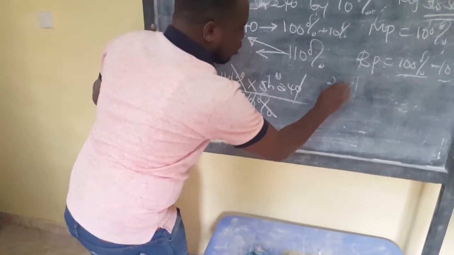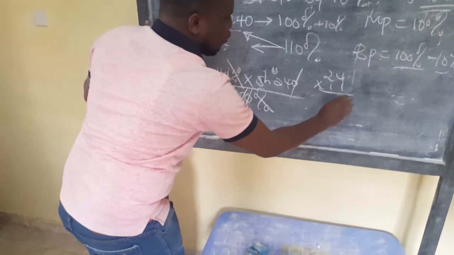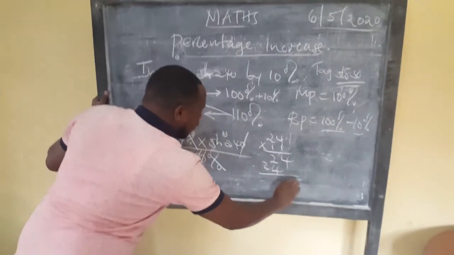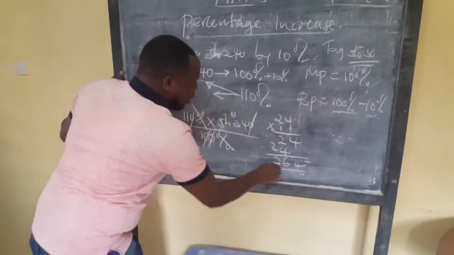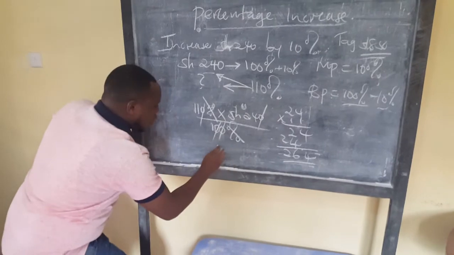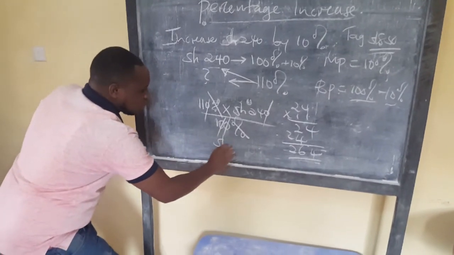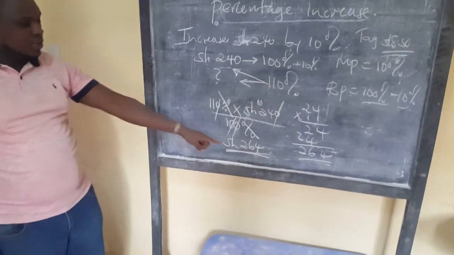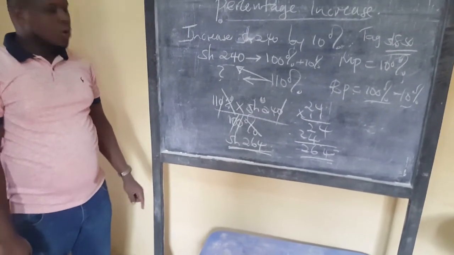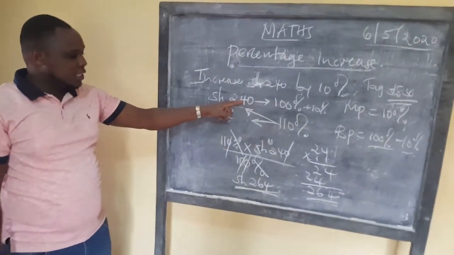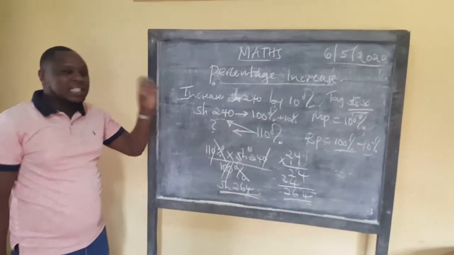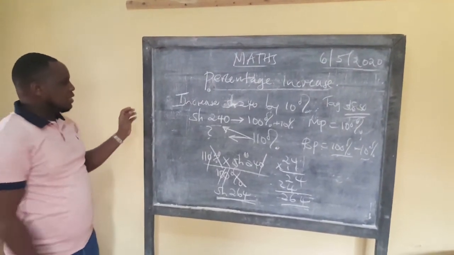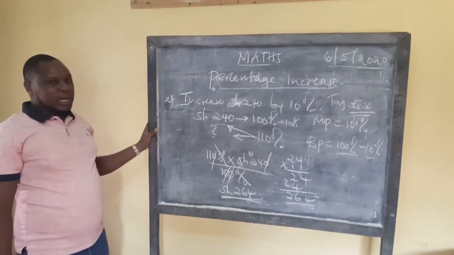So let's multiply here. 24 times 11 will give you 4, then 2, so 2, 6, 4. But what are the units? Shillings. So our new amount will be equal to 264 shillings. Our new amount is 264 shillings. It has moved from 240 to 264, meaning that it has increased in amount. So that's just one example I've given. Let's look at another example.